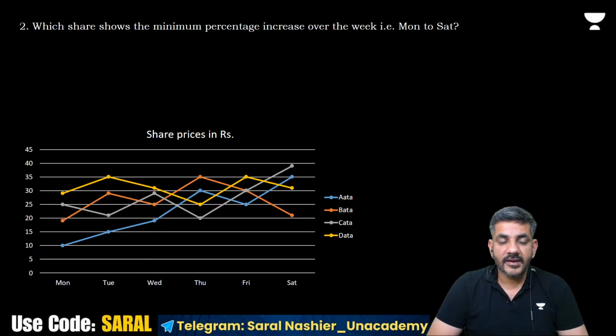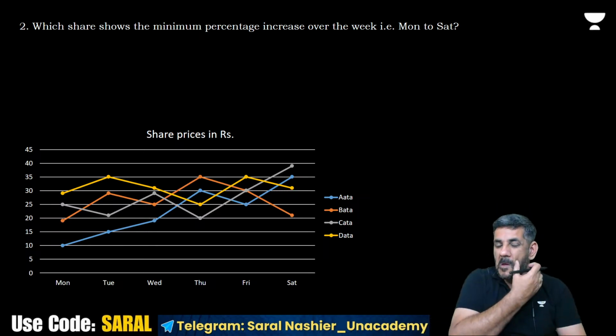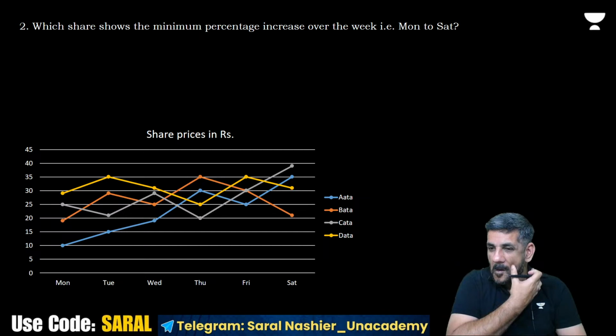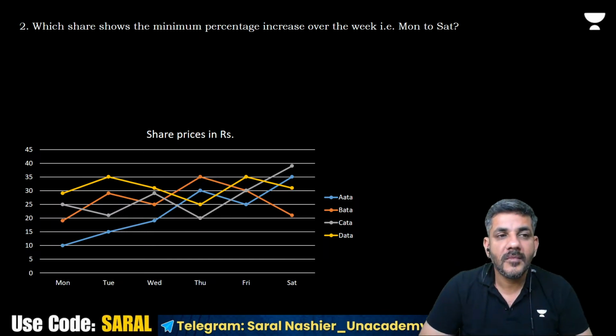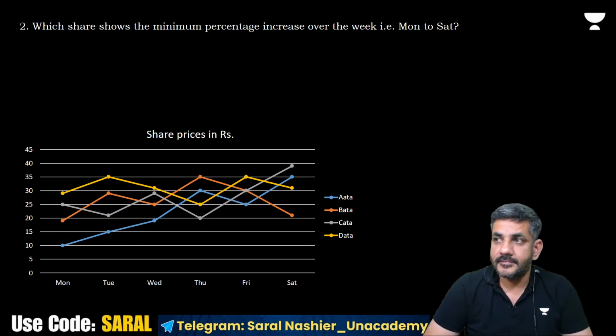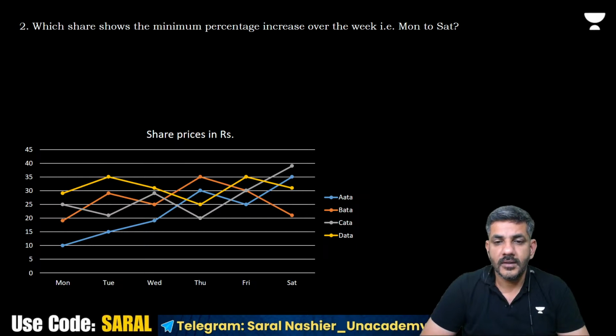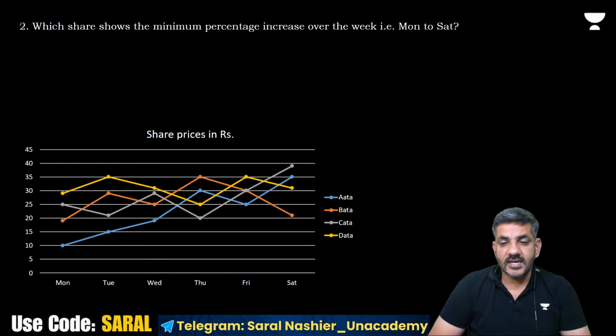Sakshi Singh gave the right answer last time. Who all are going to give the right answer this time? Which share has shown the minimum percentage increase over the week, that is Monday to Saturday? Okay, Sahil Patel says that Data is the answer. Okay, great. Let's start doing it then.